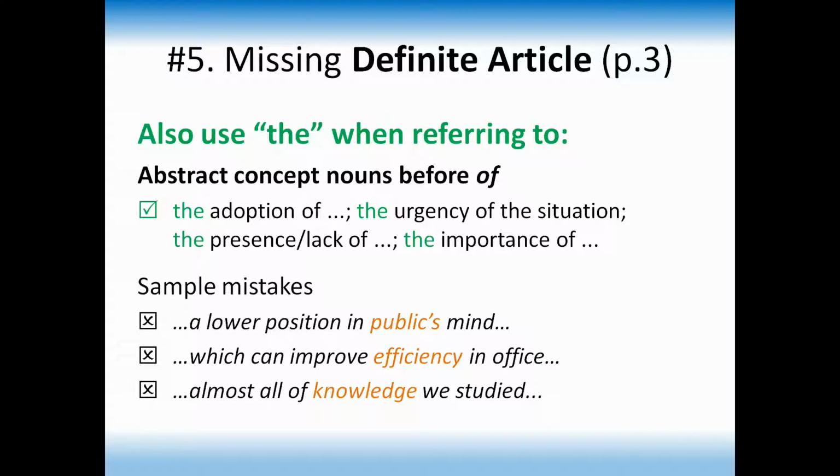Almost all of knowledge we studied. Okay, here we have a reduced relative clause. That means that the word that could be added here to have the same meaning. It's optional. And without the word that, it's reduced. Now we know which knowledge we're talking about. It's the knowledge that we studied, so we need the. By the way, a reduced relative clause, that means this relative clause without the word that, can help you improve your grammar score from band 5 to band 6.